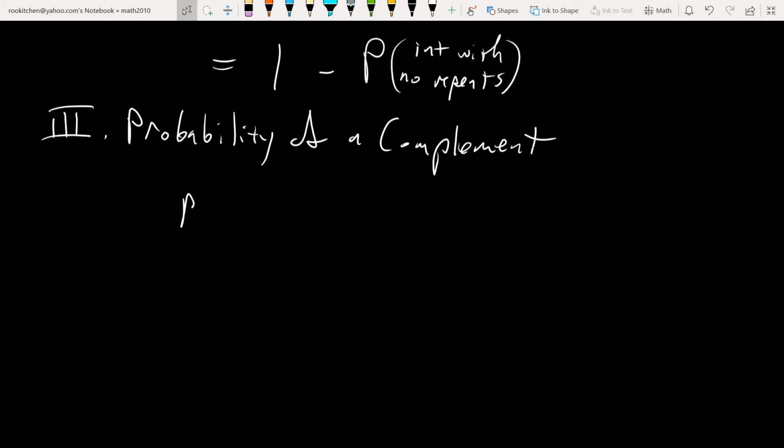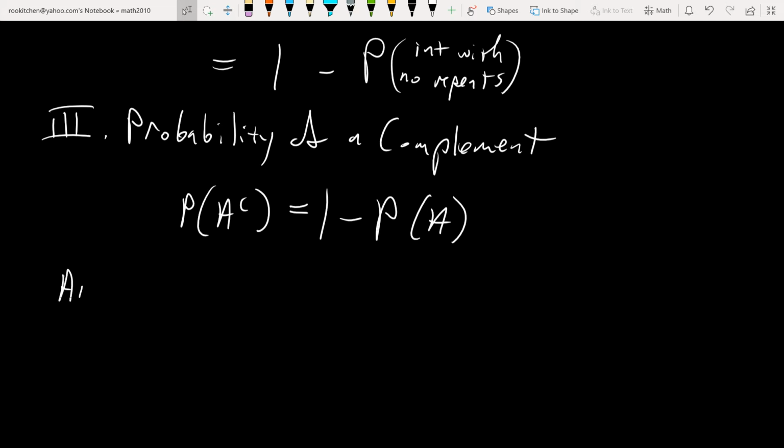Okay, so the probability of something not happening is equal to 1 minus the probability of that something happening. Okay, and we'll look at some of these problems later in the homework. Okay, so I'll go on WebAssign here in a bit.